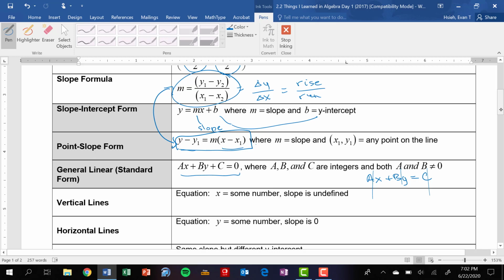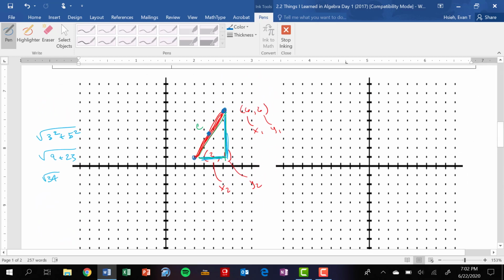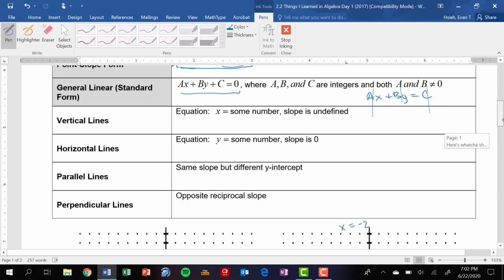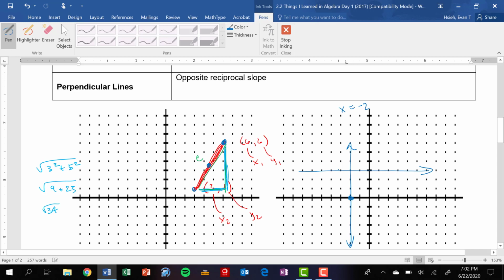Vertical lines. If I'm looking at the equation of a vertical line, the equation of that would just be x equals wherever it crosses the x-axis, so it'd be x equals -2. A horizontal line, going across this way, is just going to be y equals where it crosses the y-axis, y equals 3, right there. The slope of this one is equal to 0. The slope of the vertical one has no slope.